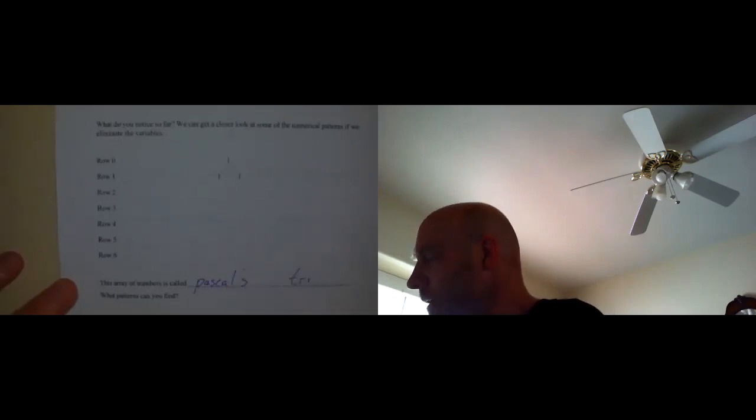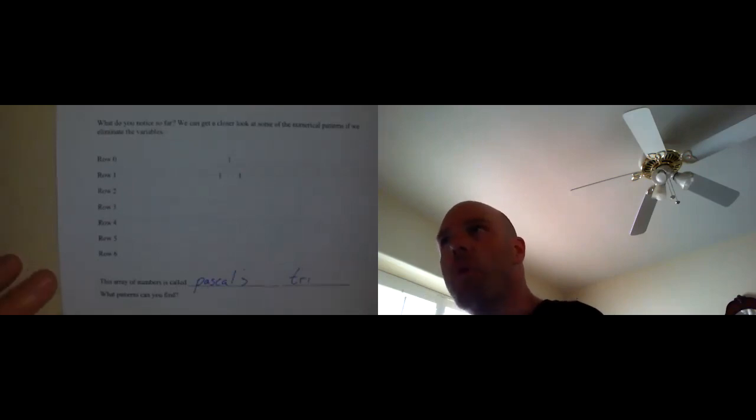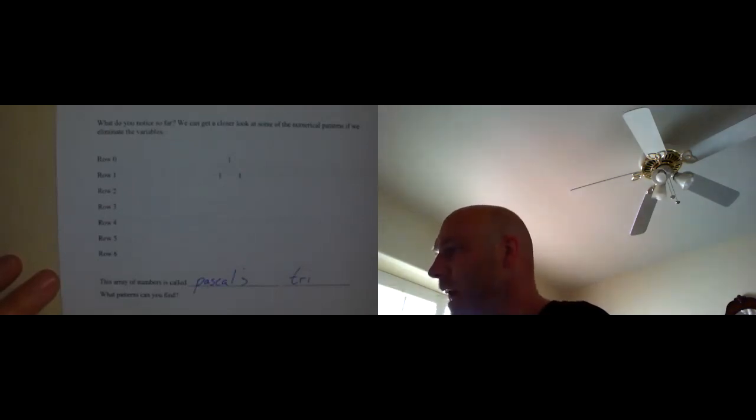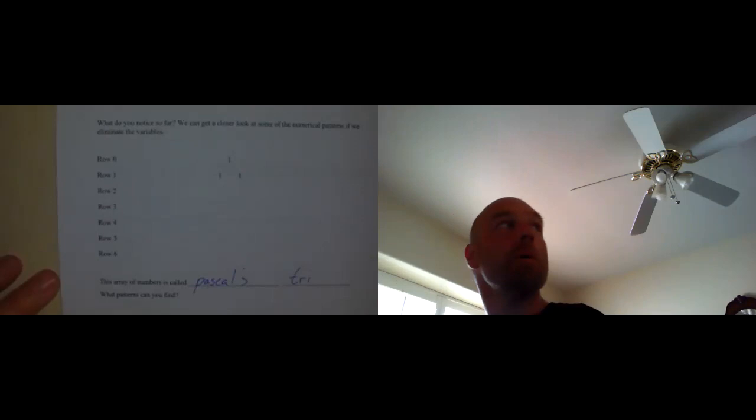Pascal's triangle. I've got a neat little toy in the garage that I will pull out for our next meeting, which demonstrates some of the principles here. Hang on, my daughter is yelling at me.